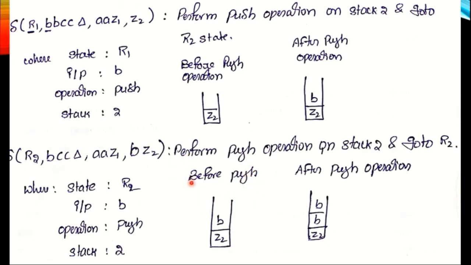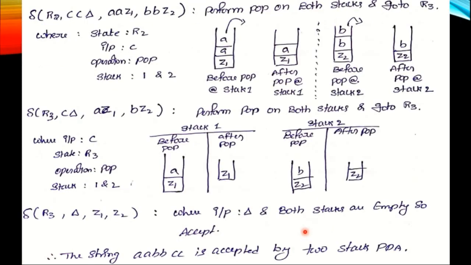Here, before performing the push operation, what is the configuration of stack 2? It is B Z2. That's why here we mention B Z2. Now we push B into the stack. So after performing the push operation, the stack is BB Z2. Now the current state is R2 and the remaining input is CC.